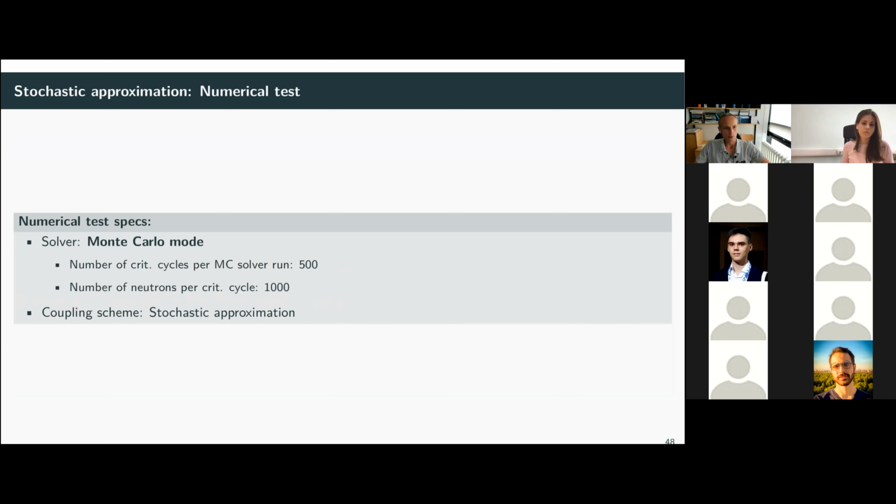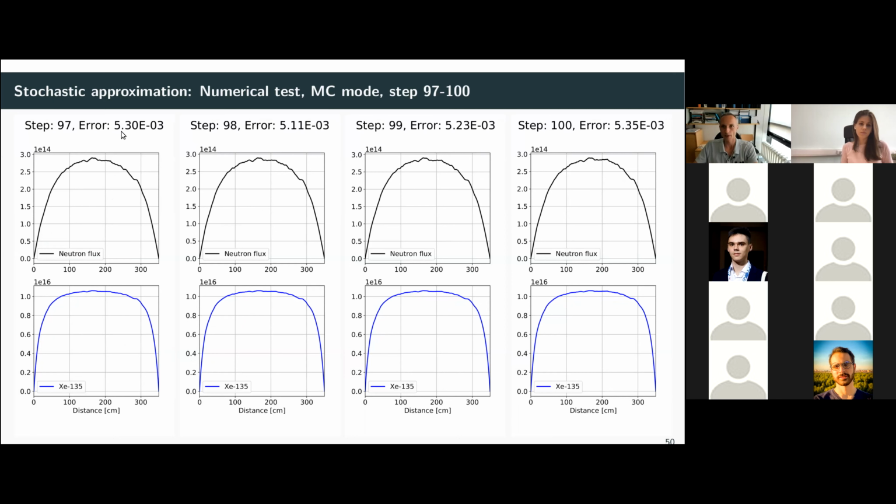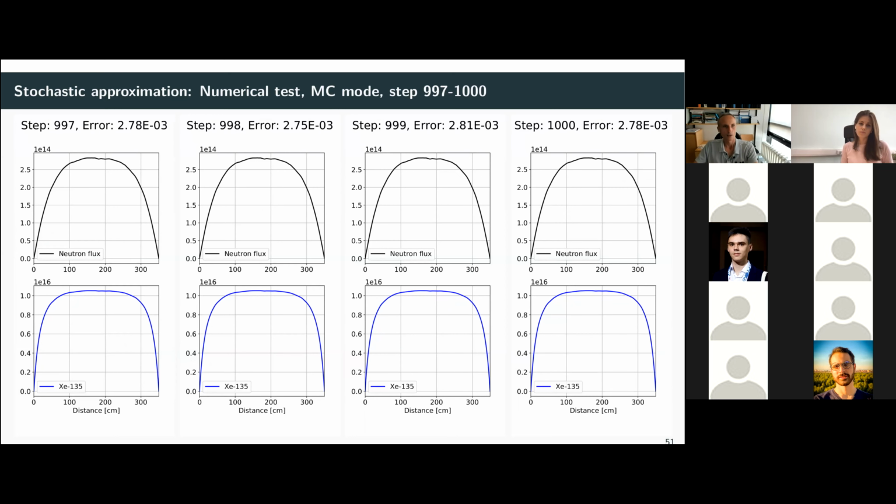I will only demonstrate it on the Monte Carlo mode, but actually it converges for the deterministic mode as well. So let's take a look at the results here. Of course, in the first steps, you will just see the random noise. So there's nothing interesting here. If we move to steps 97 to 100, you can see that it works, right? The error drops. It's 0.5% here. It doesn't oscillate. If we continue to steps 997 to 1000, you can see that the error continues to decrease. It's 0.27% here, and it looks quite good.